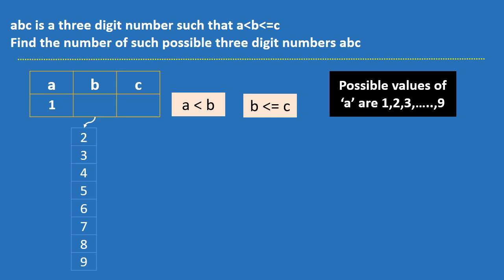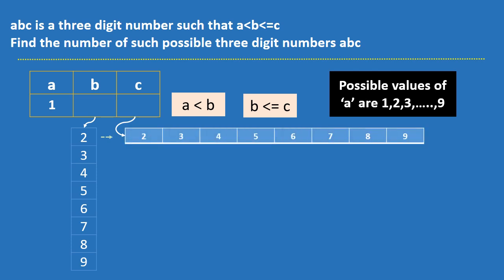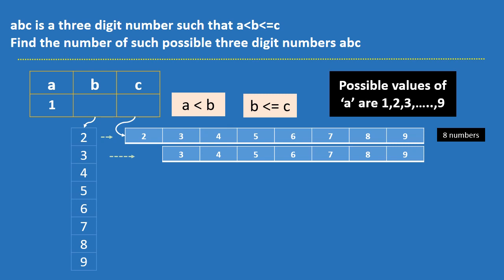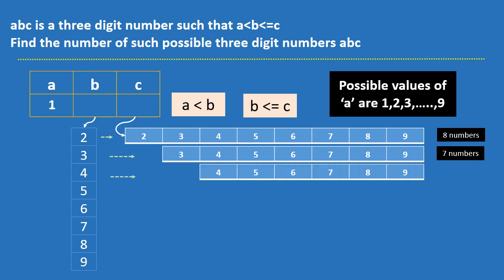So when B is equal to 2, what are the possible values that C can take? 2, 3, 4, and so on up to 9. So the total possible numbers are 8 numbers. Similarly, when B is equal to 3, the possible values of C are 3, 4, 5, and so on up to 9. That is 7 numbers. And when B is equal to 4, we have 4, 5, 6, 7, 8, 9.